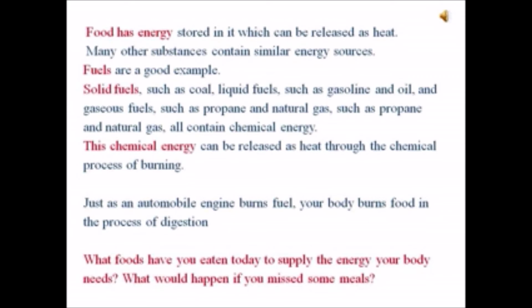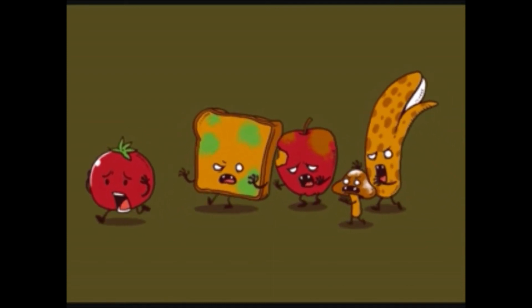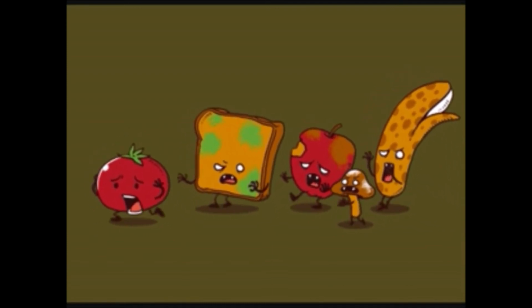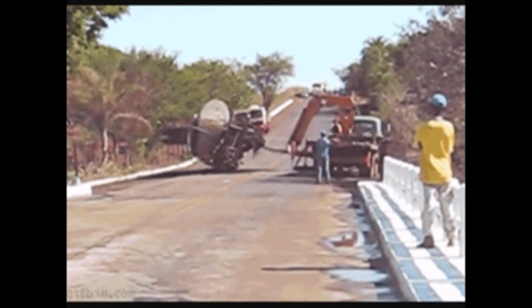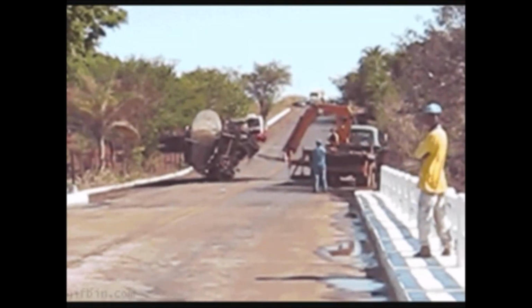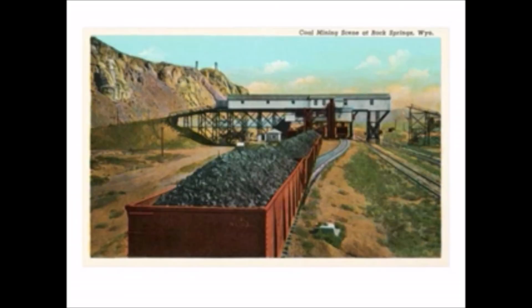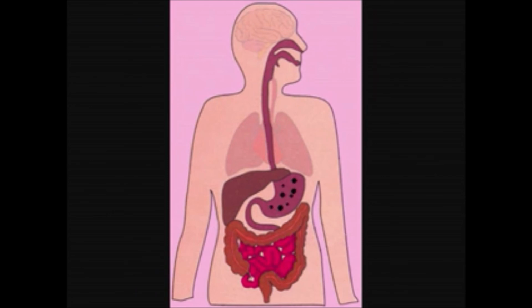Food has energy stored in it which can be released as heat. Many other substances contain similar energy sources. Fuels are a good example. Solid fuels such as coal, liquid fuels such as gasoline and oil, and gaseous fuels such as propane and natural gas all contain chemical energy. This chemical energy can be released as heat through the chemical process of burning.